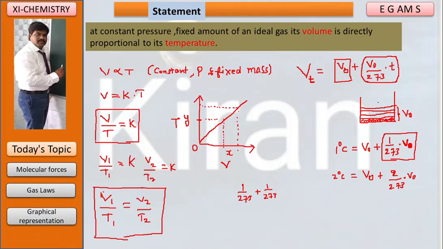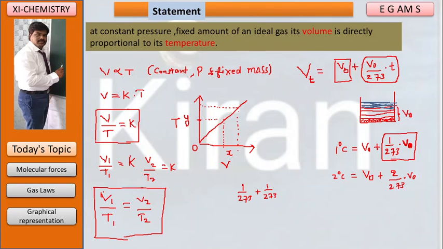See here, I am increasing 2 degree centigrade. 2 degree centigrade means 1 by 273 will be increased. This is one part and this is another part, like that. When you increase like that, how many centigrade temperatures you are increasing, that much amount of volume increases.